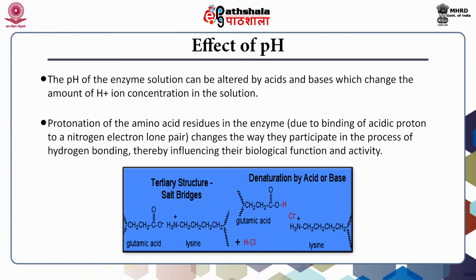biological function and activity. Not only this, acids and bases can also disrupt salt bridges between oppositely charged amino acid residues on the protein surface. Salt bridges are basically stabilizing ionic interactions in a protein or an enzyme. This is shown in the figure below. Salt bridges that exist between glutamic acid and lysine are disrupted in the presence of acid or base.